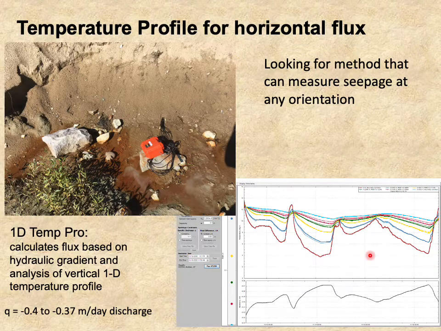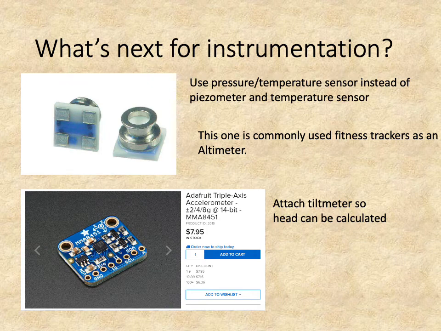Then we just did another temperature profile where we put our temperature profiler into the seep, and we get again another high but reasonable discharge or flux. And here's that temperature data over several days again. All right, so what's next for our instrumentation is I'd like to pursue this seepage face a little bit farther. We know it's not constant. We know it's going to vary with depth, and it's also probably going to vary with angular direction.